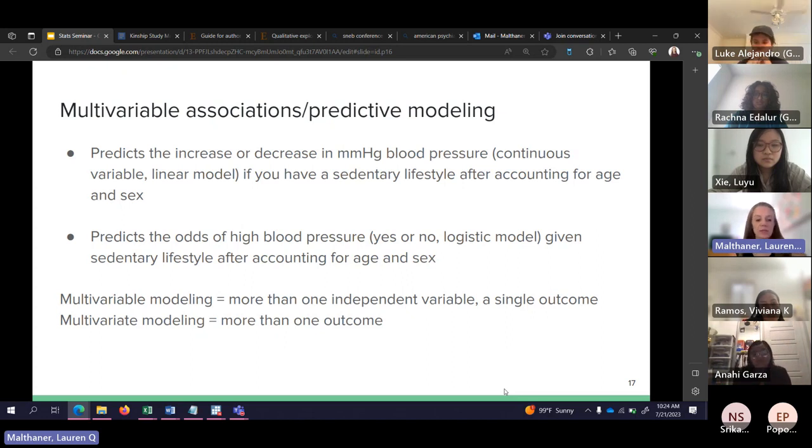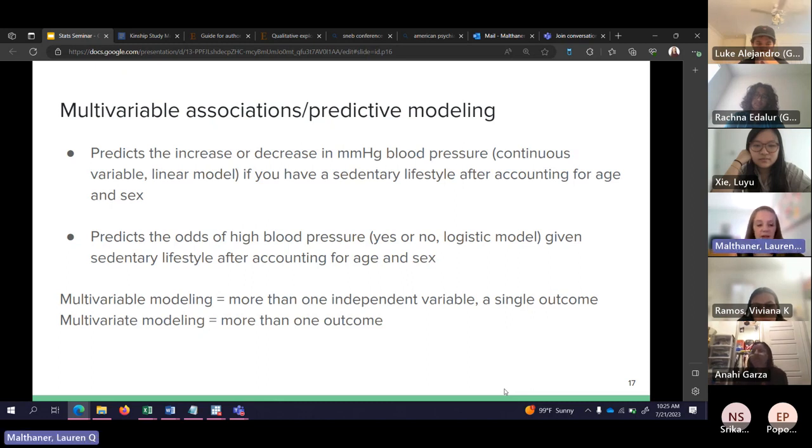Two examples of research questions that we can look at using regression modeling would be predicting the increase or decrease in blood pressure, which is measured in millimeters of mercury and is a continuous variable. In that case, we'd use a linear model, if you have a sedentary lifestyle after accounting for age and sex. Or we can look at the same kind of relationship, but using a binary variable of high blood pressure to predict the odds of high blood pressure given the sedentary lifestyle after accounting for age and sex.